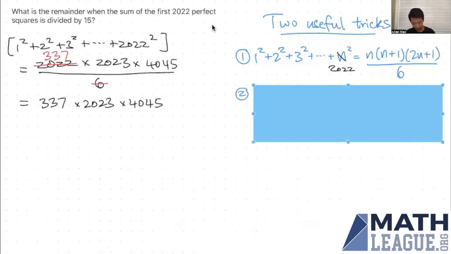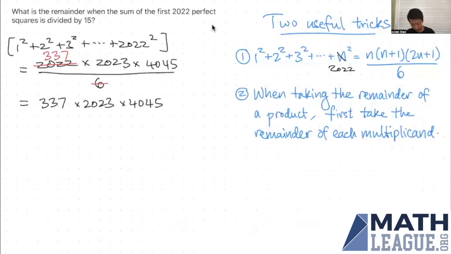The next trick is this. When taking the remainder of a product, first take the remainder of each multiplicand. So what do I mean by this? Well, this whole expression is what we call a product, and each number in the product is a multiplicand.